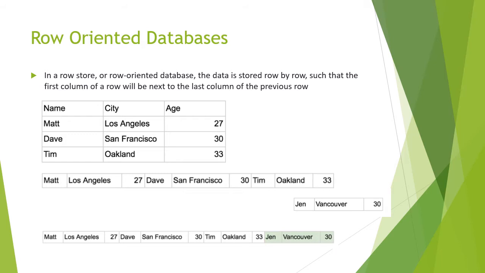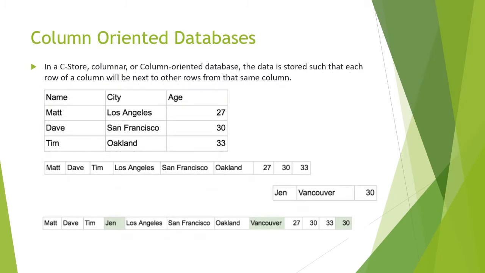Similarly, the column oriented database will look like this. Let us take the same example. The same details will get stored in this way. If you see here, those three guys, Matt, Dave, and Tim, earlier had their details stored row by row, but here these details are stored column by column. That means instead of Matt, Los Angeles, 27, now it stores Matt, Dave, Tim. Names are added together, then city details, then age details.